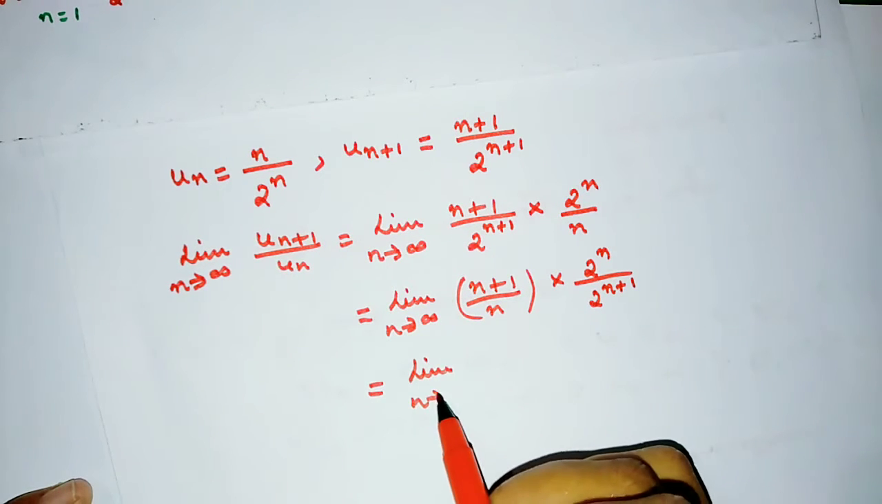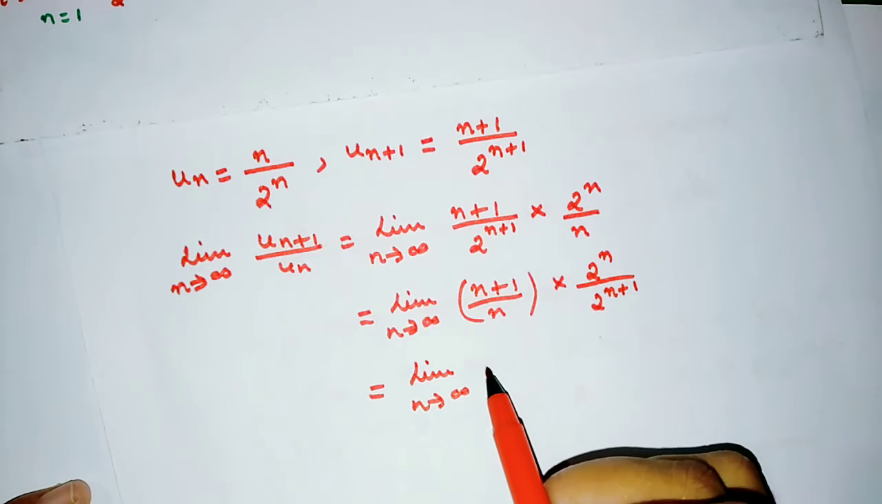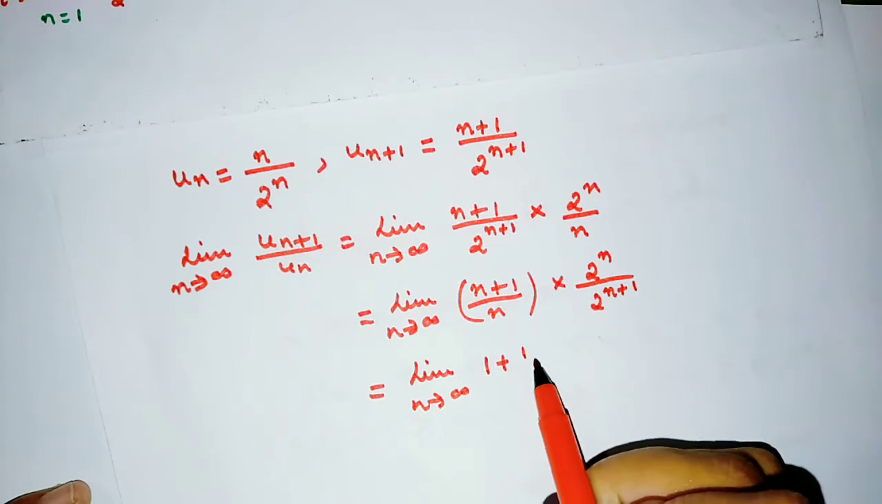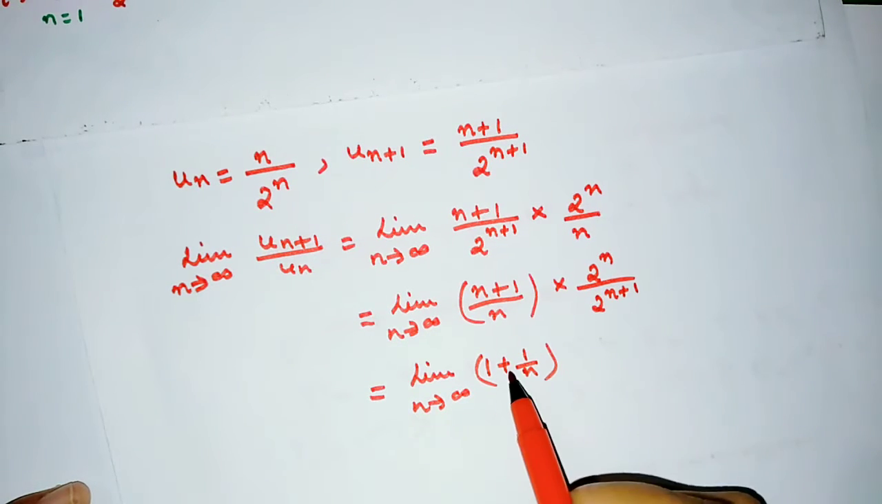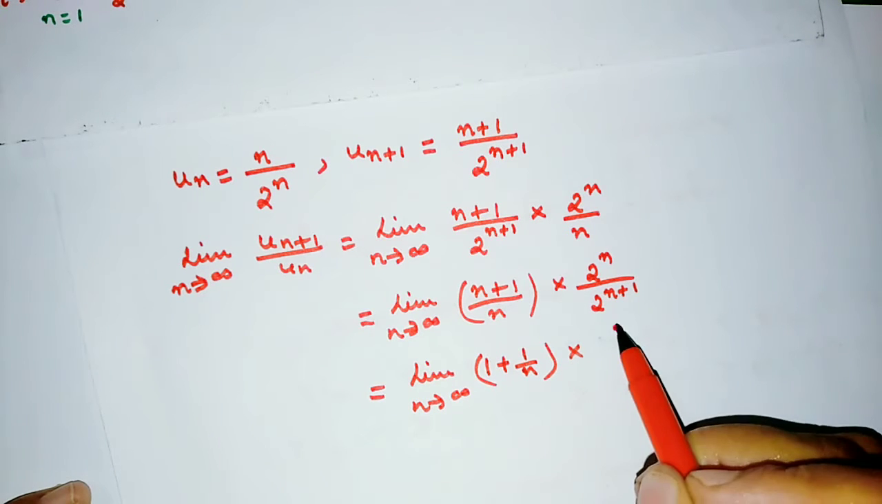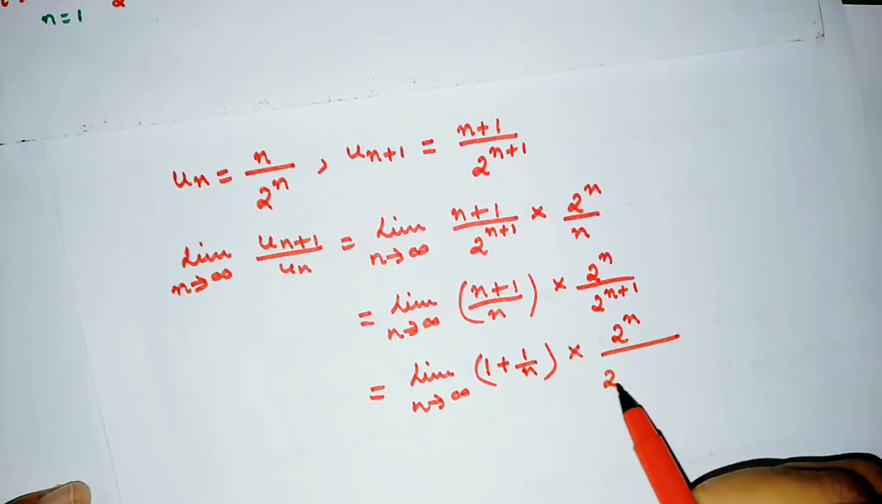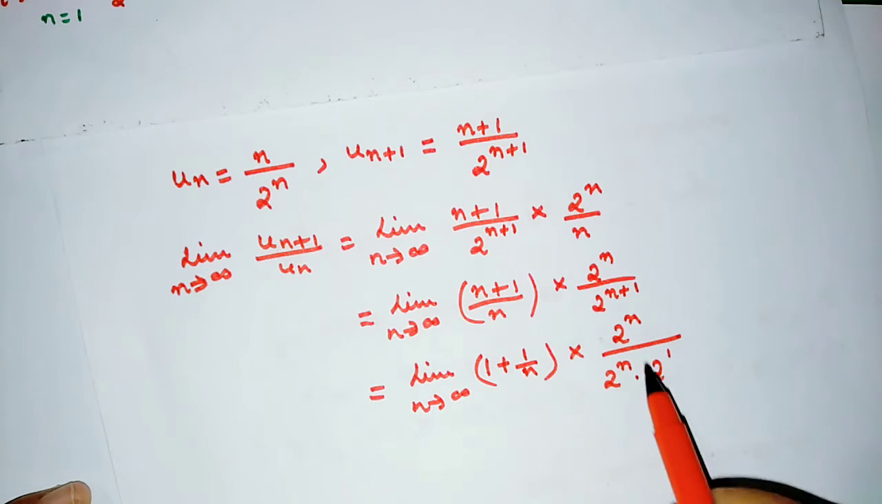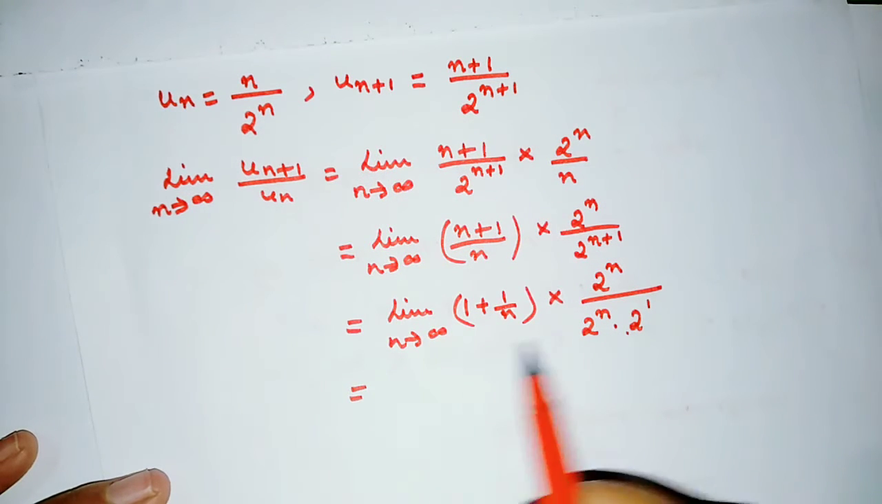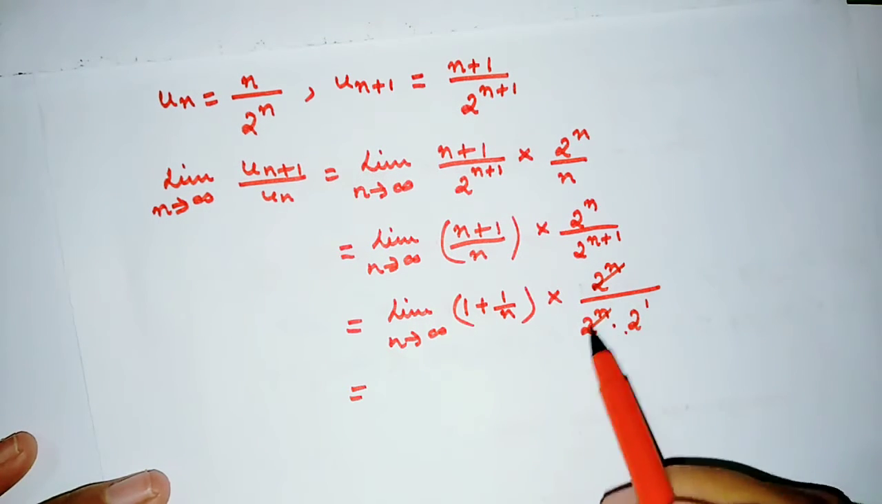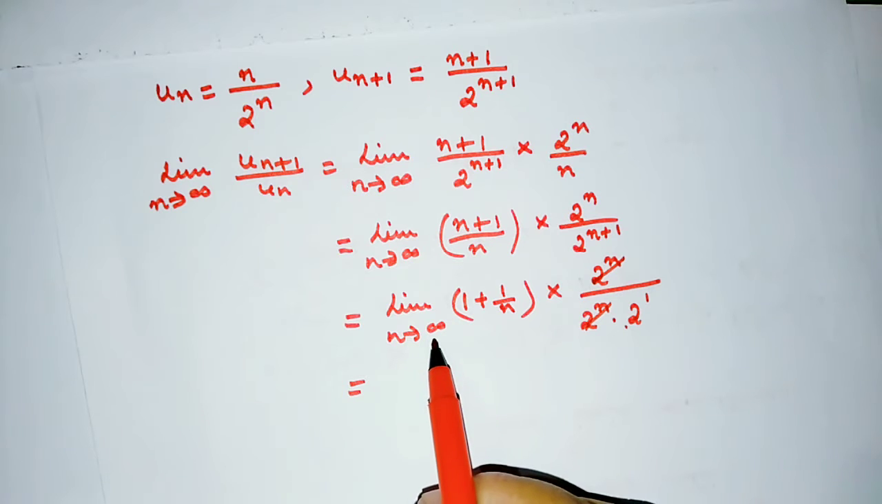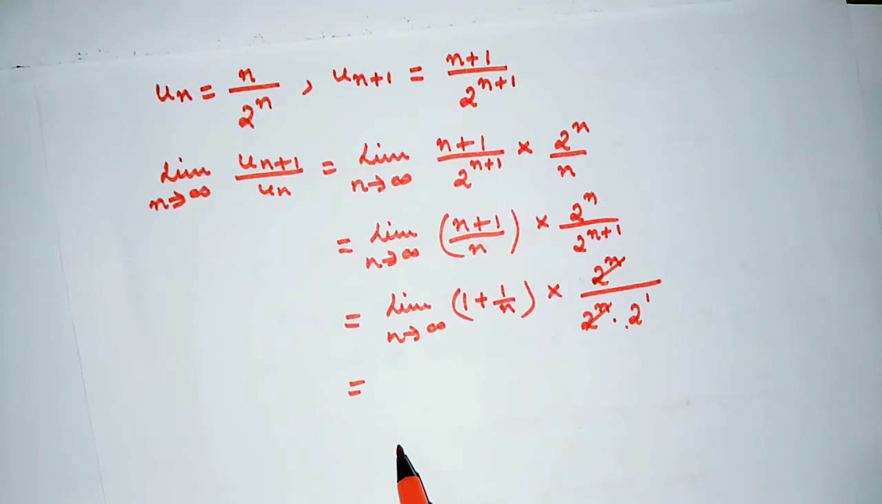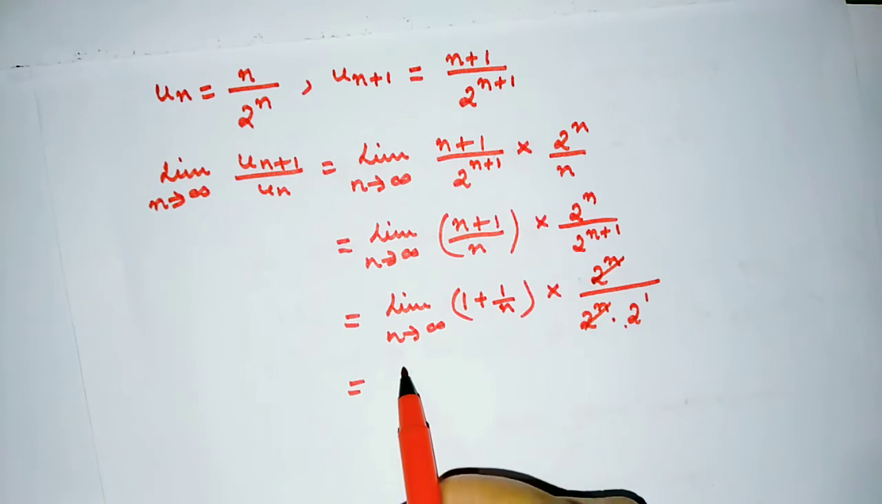Limit n tends to infinity. This one, we can write it as 1 plus 1 by n. It means the same thing. And here, 2 to the power n by 2 to the power n into 2 to the power 1. This one is exactly equal to 1 by 2. Now, as n tends to infinity, 1 by infinity is 0. So 1 plus 0 is 1. And here we have half. So the value is half.